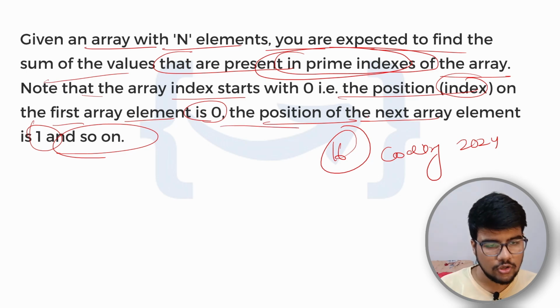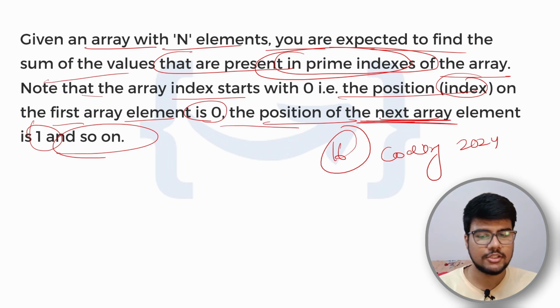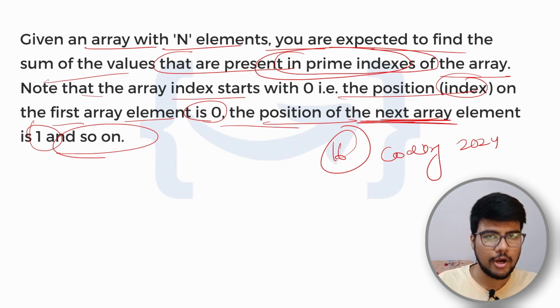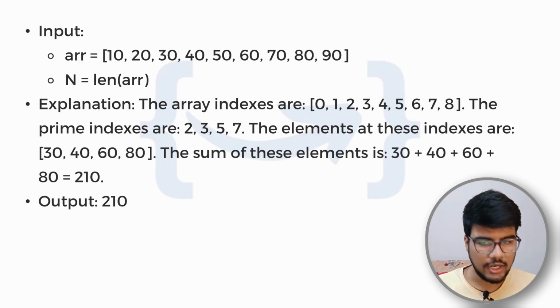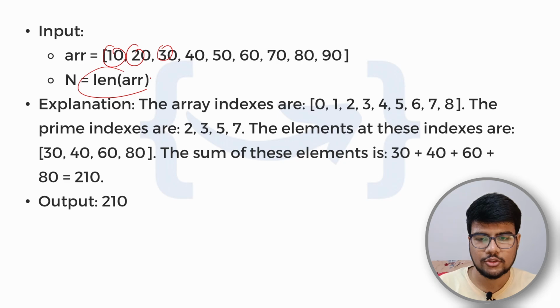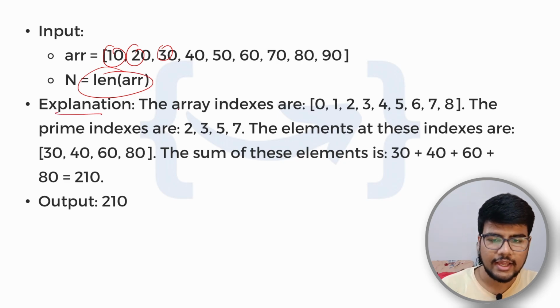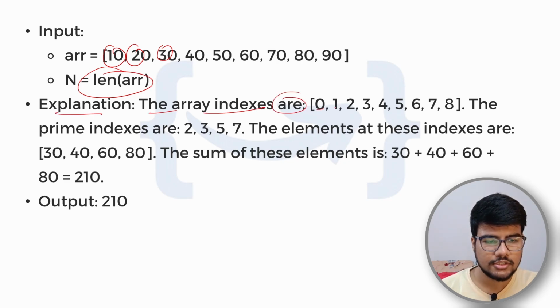Okay, basically it is talking about the indexing of the array. Fine. Let's see the options. Great. Input is 10, 20, 30. Now, length of array is given to us. And now the array indexes are 0 till here.